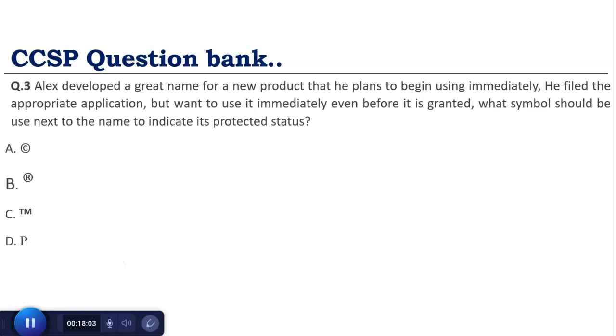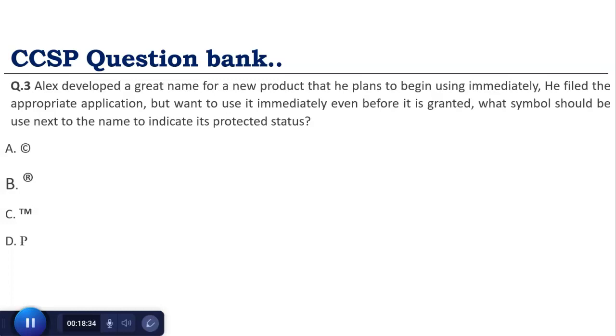Next one, very important question. Alex developed a great name for his new product and he plans to use it immediately. He filed the appropriate application but wants to use it immediately even before it is granted. So he has filed the application to get the trademark, and still the trademark is not being issued. He wants to use it. What symbol should he use next to his name to indicate its protected status?